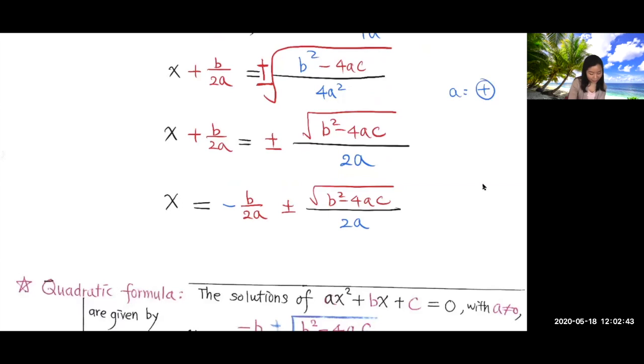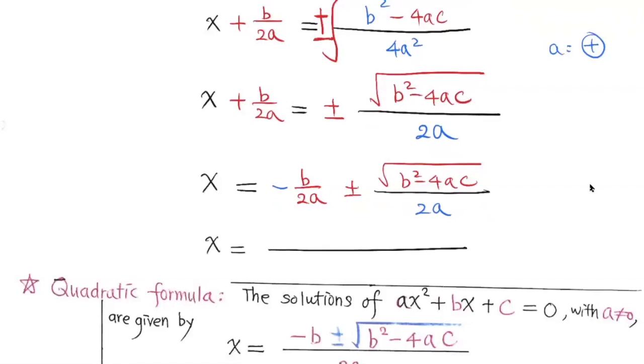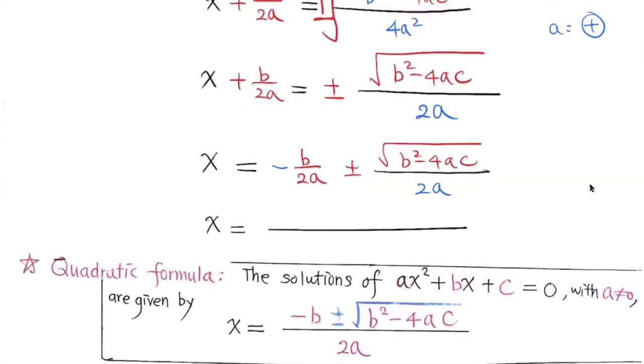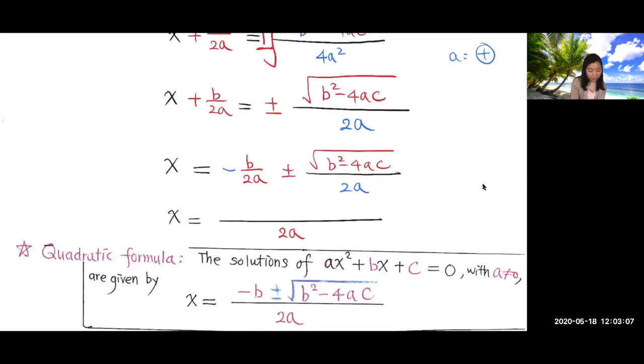Okay. Finally, they have the same denominator, so let's combine them. What's a common denominator here? Everyone? 2a. Yeah. So let's put down the 2a. From this one, we have negative b. And then this one has plus or minus the square root of b squared minus 4ac.